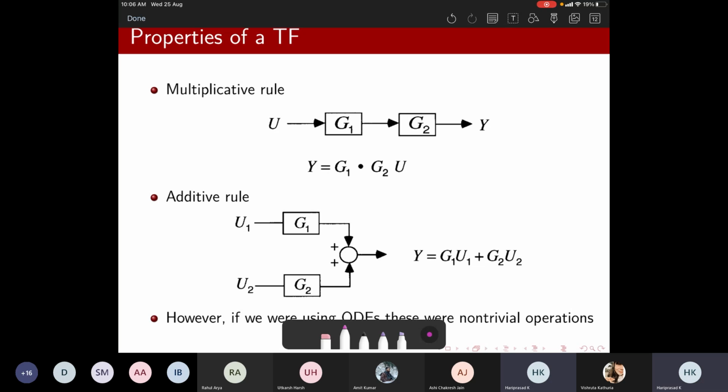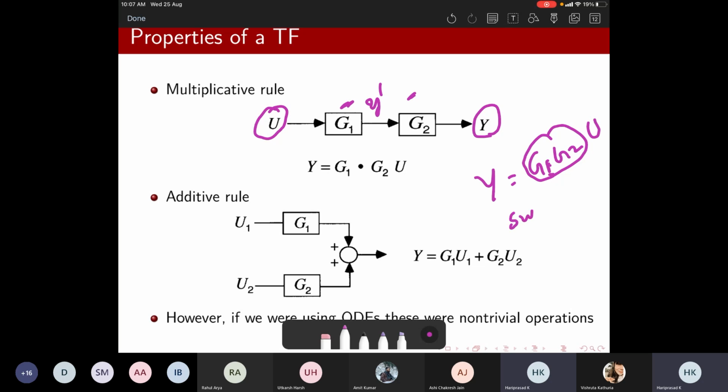Okay, so another advantage of having transfer function is, let's say you have an input, and before it becomes an output, let's say there are multiple transfer function terms in between. So I will call this U, G1 operates on U, and I get something known as Y1. It's an intermediate output, and G2 operates on Y1 to get Y. So the multiplicative rule suggests that this is a very useful rule. Your total Y can just be computed as G1 times G2 times U, which means that you can multiply the transfer functions. This is also coming from the property of superposition.